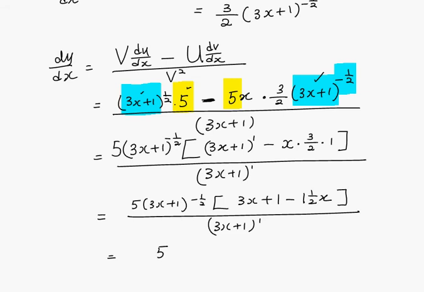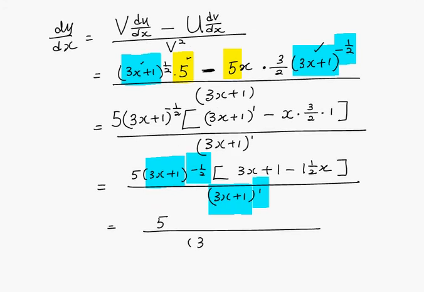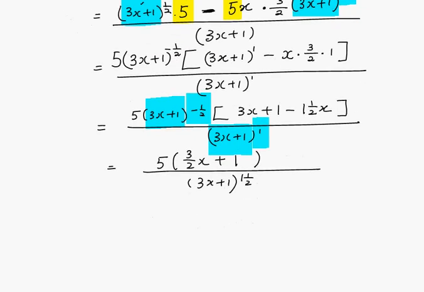5. This power and this power can combine, and because this term are the same, that gives you (3x plus 1) to the power of 1.5, and that is 3 over 2 x plus 1. We are more or less complete.